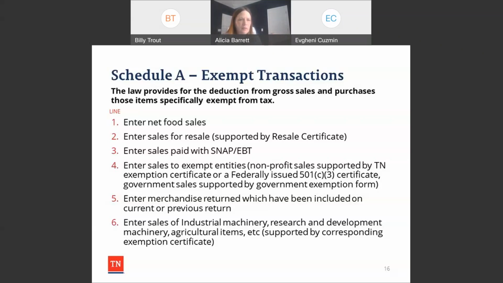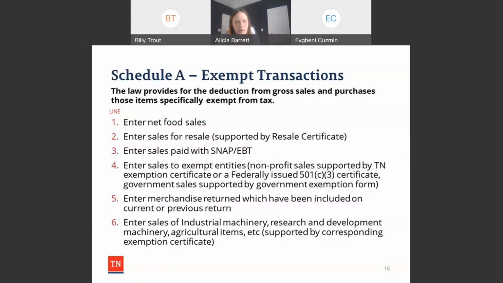The second line on the Schedule A is for sales for resale. So these are going to be sales that are supported by your resale certificate. You are required to collect that resale certificate from the persons purchasing from you and to maintain that for a period of 3 years. The third line is going to be for sales paid for with SNAP benefits. You would not duplicate any sales that you entered on line 1 here. So if you put anything on this line, you would need to subtract it from what you reported on line 1 of that Schedule A.